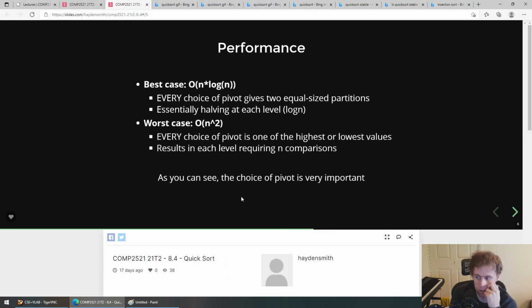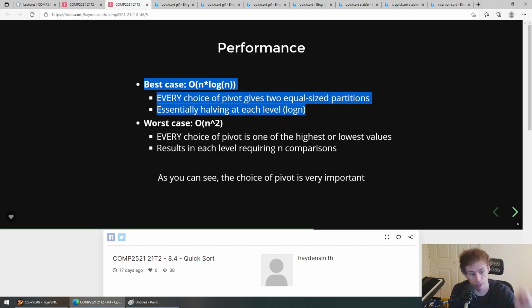And the reason it's n squared, as we said, is that the worst case is when every choice of pivot you make is one of the highest or the lowest values. So if every pivot choice you make is the highest or lowest value, then it's going to be n squared in the worst case. If every choice you make of the pivot gives you two equal size partitions, like if it always splits it in as much half as it can, 4 and 4, or 3 and 4 for odd ones, then you're going to end up with a perfect n log n algorithm.